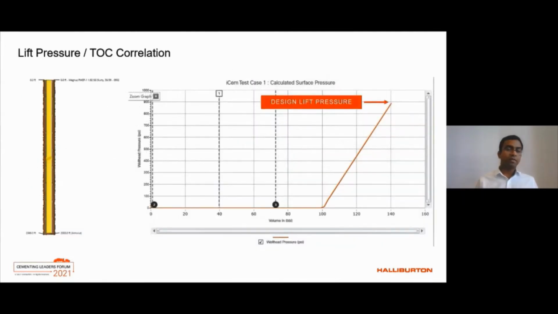Here is an example of how the lift pressure calculation works. It's a very simplistic case. You have a 2000 feet well, and cement is supposed to be coming to the top, 0 feet. Once you run the design calculations in iCem, you'll see that it is suggesting you will receive around 900 psi lift pressure.